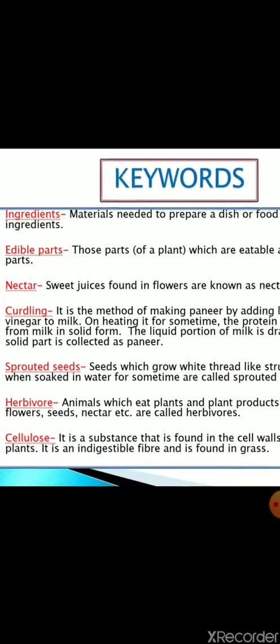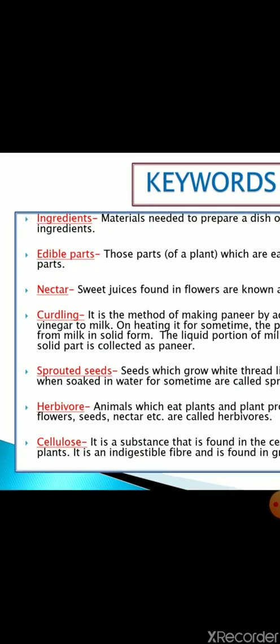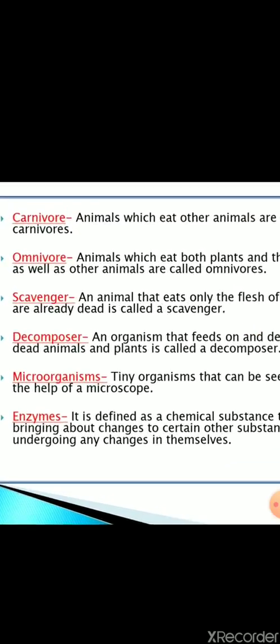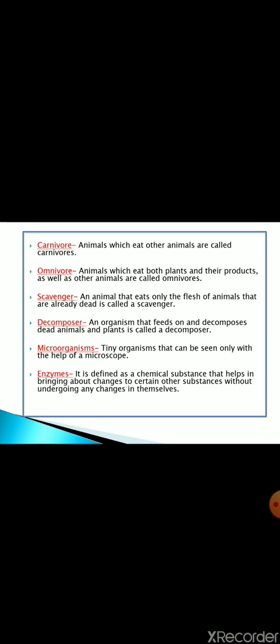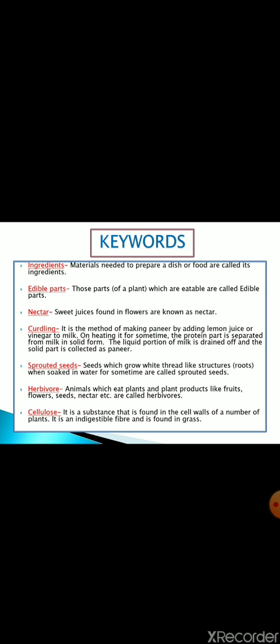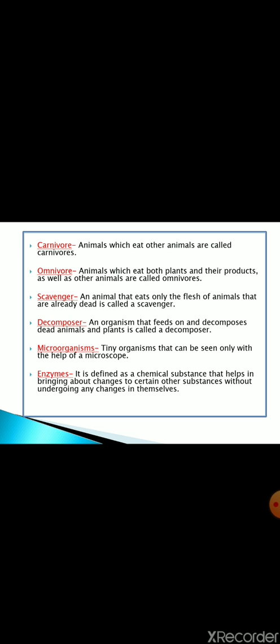Now, there are some keywords like ingredients, edible parts, nectar, curdling, sprouted seeds, herbivores, cellulose, carnivore, omnivore, scavenger, decomposer, microorganisms, enzymes. So these are the important keywords which you can note down and learn. We have discussed all these keywords in great detail. If you have any doubt, you can ask me. And that's all about this chapter.